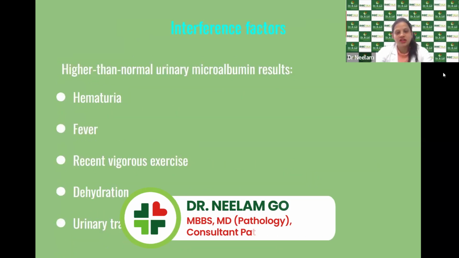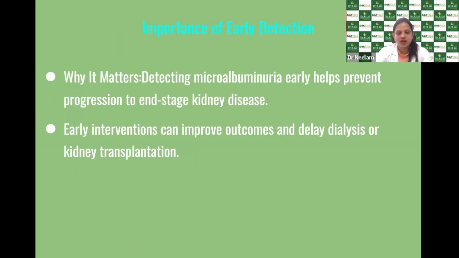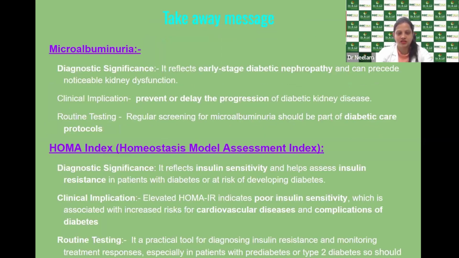and some interference factors are there which cause higher than normal urinary microalbumin, that is hematuria, blood in the urine, fever, recent vigorous exercise, dehydration and UTI. What is the importance of detection of microalbuminuria? Why does it matter? Because it helps prevent progression to end stage kidney disease, to a reversible mode, and early interventions can improve outcomes and delay dialysis or kidney transplantation.